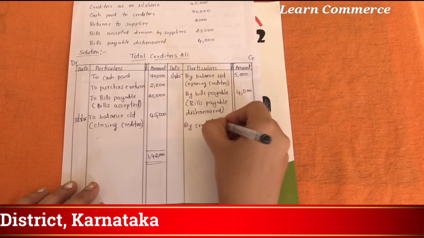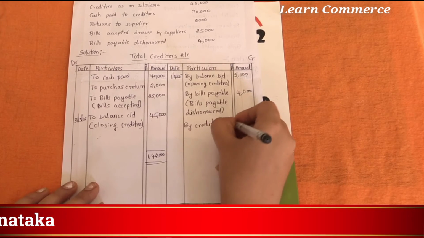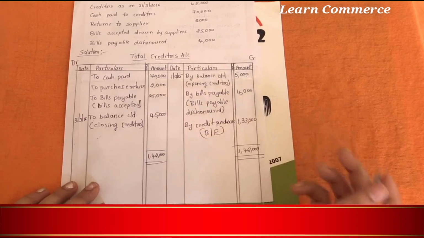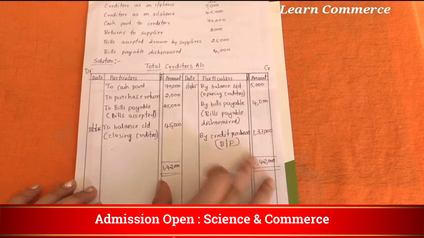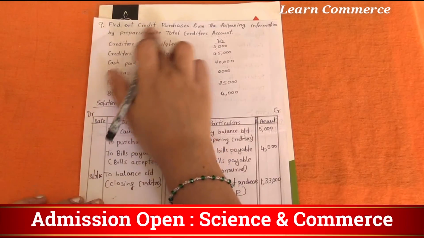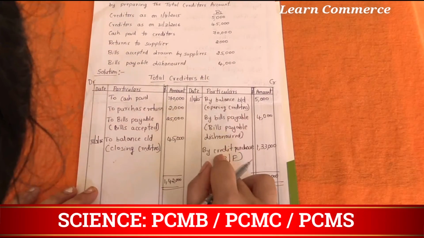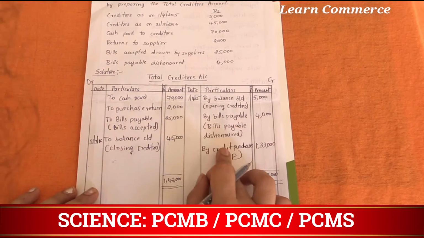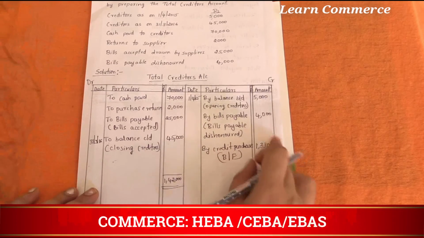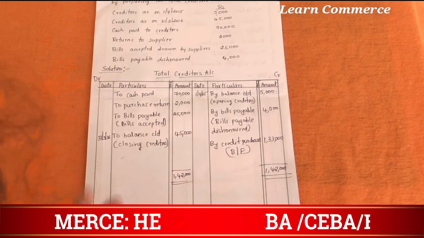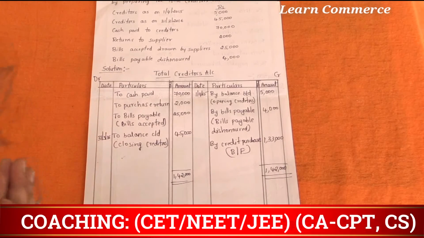By credit purchase. This will be the balancing figure, B bar F. See, they asked to find out the credit purchases. Credit purchase we should always record in the credit side. We get the balance in the credit side only. Understood, right? So, before solving the problem, please go through the format of the total creditors account.